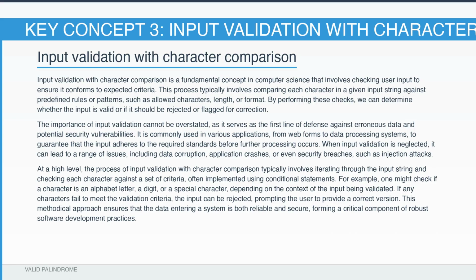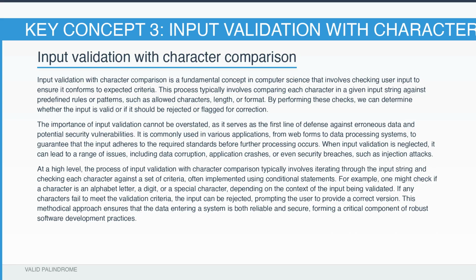Imagine filling out a form online. If you type letters where numbers are expected, the system should flag that mistake. Neglecting input validation can lead to data corruption or security issues, like unauthorized access or attacks on the system. To implement this, we often loop through each character in the input string, checking it against our rules.